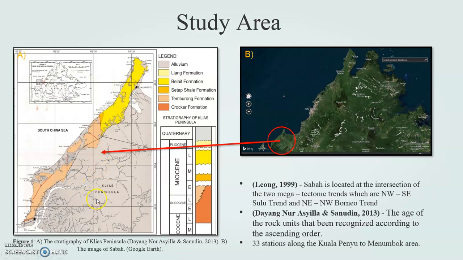Figure 1 shows the stratigraphy of Pulias Peninsula in ascending order of age, in which the Crocker formation is the oldest one and the Liang formation is the most recent one, and the Temburong formation is located at the late Oligocene to early Miocene here. All the samples have been collected from 33 stations along Kuala Penyu to Menumbok.